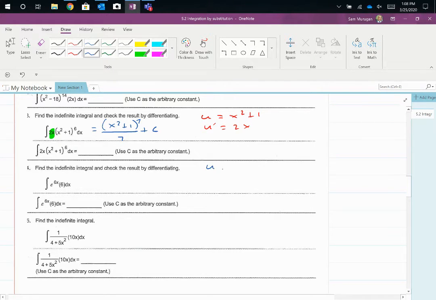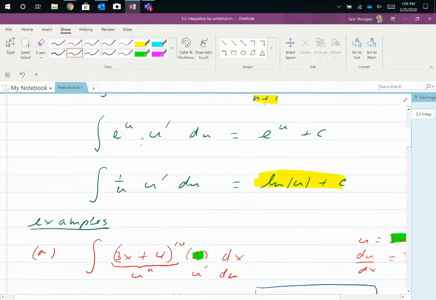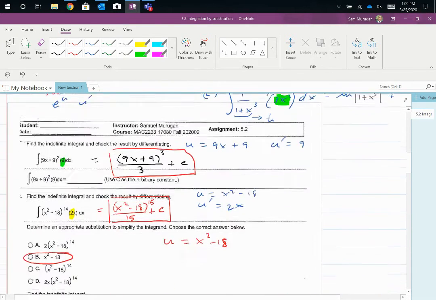So u in this case is 6x. That's the portion e to the power u. And u is 6x, so u prime is equal to 6, which is already here. So this is simply equal to e to the power 6x, based on the second rule that I outlined earlier to you. The second rule says that the integral of e to the power u times u prime du is simply equal to e to the u plus c.